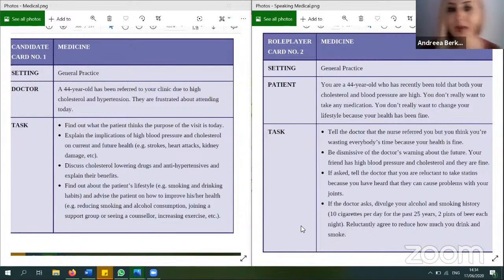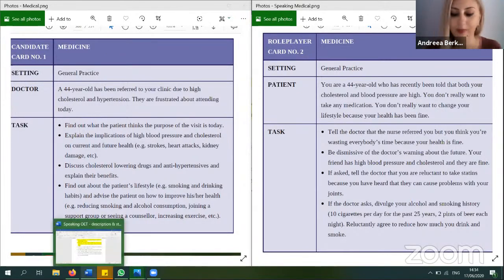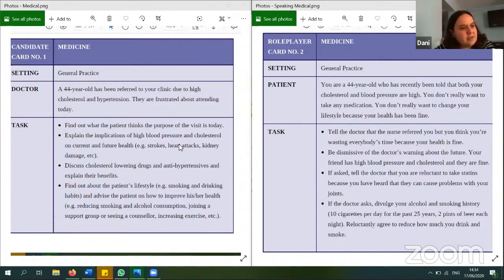Okay. Dani, can you read your task? Sure. Setting: general practice, doctor. A 44-year-old has been referred to your clinic due to high cholesterol and hypertension. They are frustrated about attending today. Task: find out what the patient thinks the purpose of the visit is today. Okay, so this is the first task.